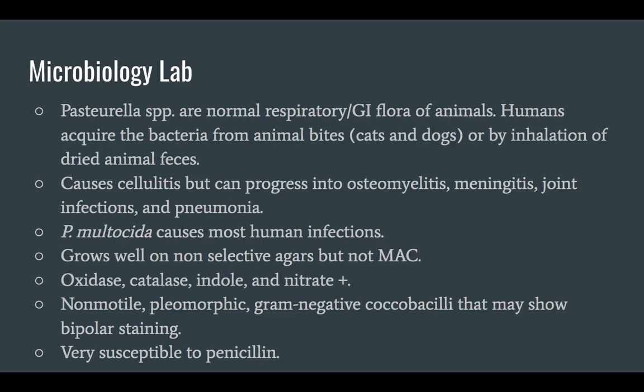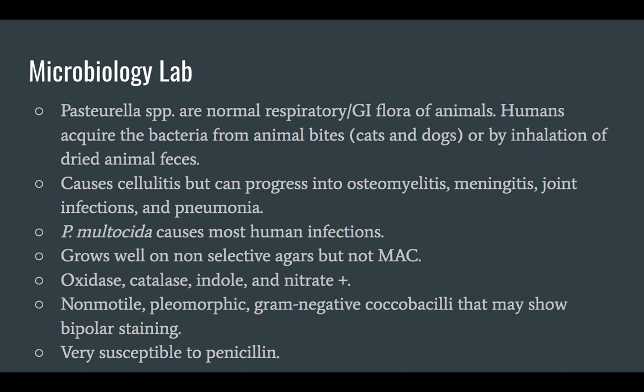So this is just some fun facts about Pasteurella. Pasteurella species are normally respiratory and GI flora of animals, and humans acquire the bacteria from animal bites, cats and dogs, or by the inhalation of dried animal feces. Pasteurella can cause cellulitis, but it can progress into osteomyelitis, meningitis, joint infections, and pneumonia, which we saw it progressed to sepsis and joint infections.